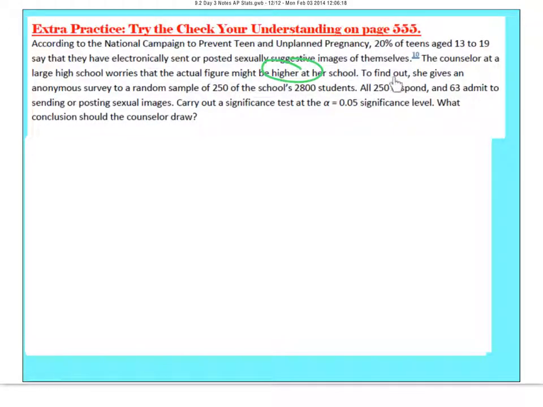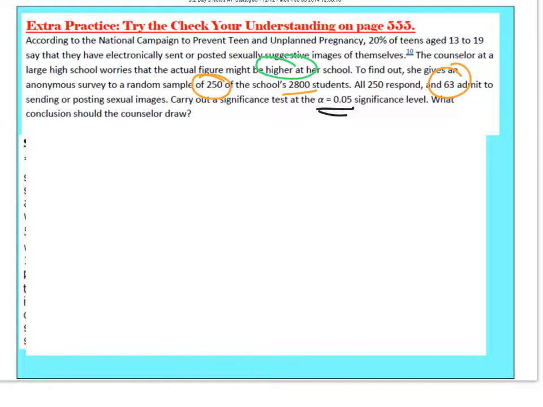To find out, she gives an anonymous survey to a random sample of 250 students at her school of 2,800. 63 admit to sending sexual images. Carry out a significance test. They are telling us to do 5%. What conclusion can you draw? Well, we know we can talk about the proportion, the significance, and state the hypothesis. We're going to do, in this case, a higher than for the hypothesis.